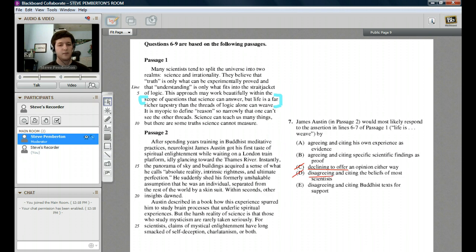E, disagreeing and citing, again, he wouldn't disagree. So it's either A or B. Let's focus on the difference. The difference is citing his own experience or citing specific scientific findings to support why he agrees. Well, if we read through passage 2, there was no mention of any scientific findings, so even if you wanted B to be true, it can't be true. It's not supported by the passage. So that's the part of B that makes it wrong. It would have to be A. So we circle A and get another point.